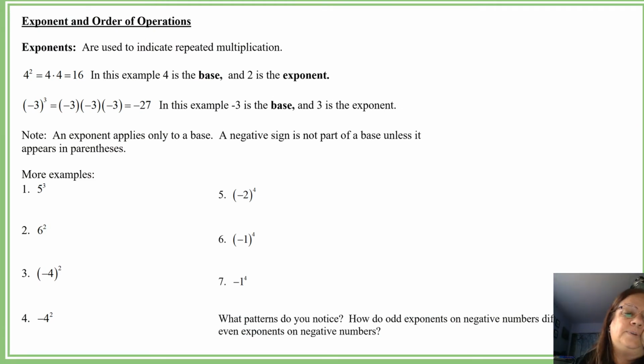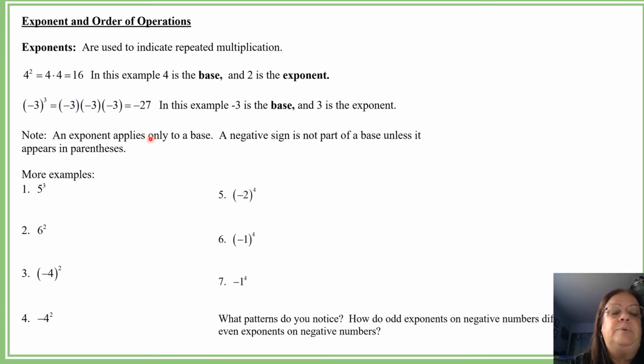All right, so exponents are used to indicate repeated multiplication. So if I say 4 to the 2, it means two 4s multiplied together. If I say 3 to the negative 3, like you see here, that's just 3 negative 3's multiplied together. So negative and negative become positive, and then times another negative gives me a negative in my answer.